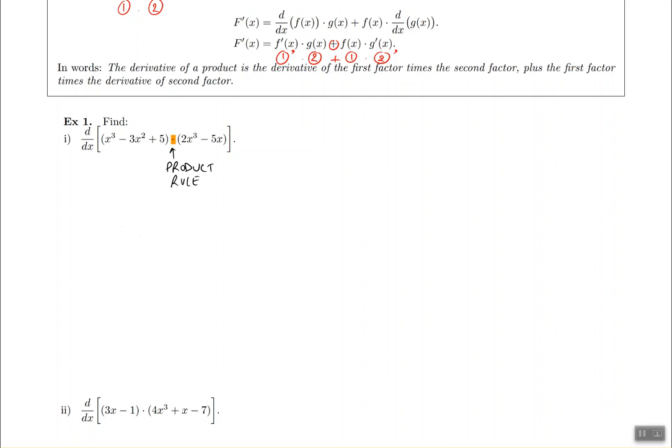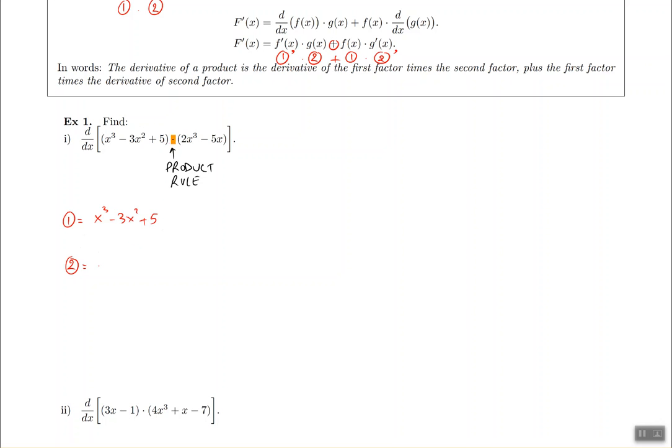And in order to use the product rule correctly, I'm going to start by labeling my first function and my second function. So who is the first function? In this case, it's the x cubed minus 3x squared plus 5. It's whatever came before the product.